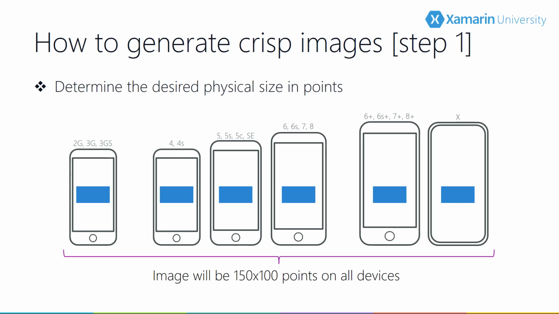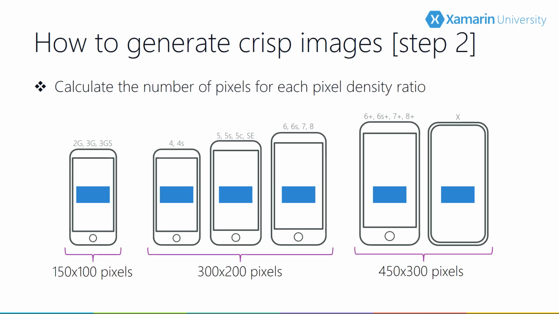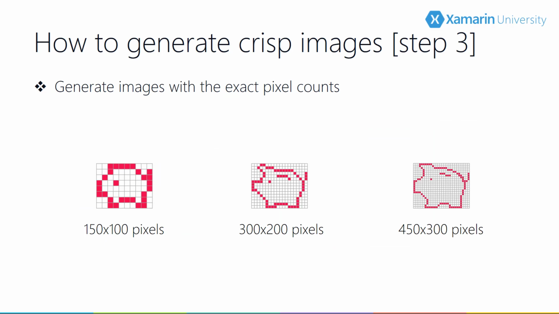Step one, right? We create the control, the UI image view, and we size it using points. So in this case, our UI image view is 150 by 100 points. Then we want to figure out how many pixels that is for each pixel density ratio. So for 1x, that's 150 by 100. For 2x, that's 300 by 200. And for 3x devices, that will be 450 by 300. We take those pixels and we actually generate assets at those exact resolutions. So in this case, we'll have 3 assets.